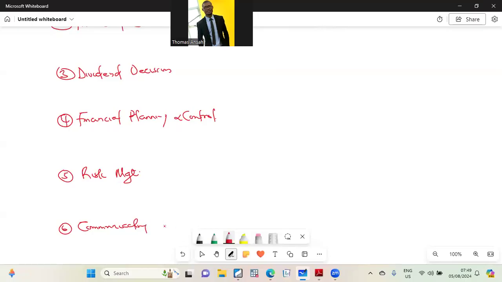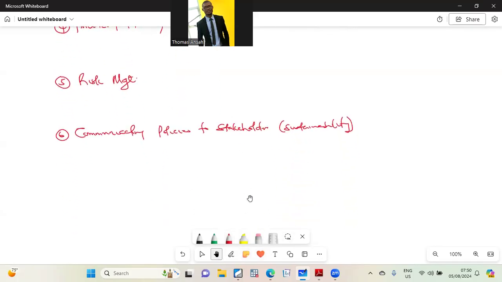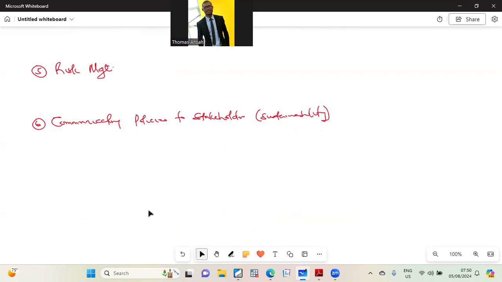Communicating policies to stakeholders. And that is where we will be talking about sustainability. Sustainability is very key, and it has become the backdrop of the new syllabus. Then the last thing that we will be talking about is efficient and effective use of resources. And these will be the 7 functions.